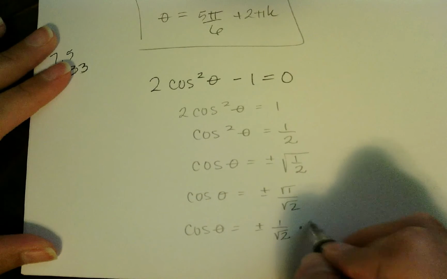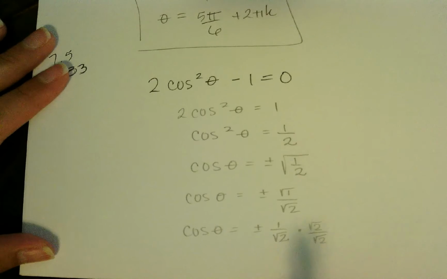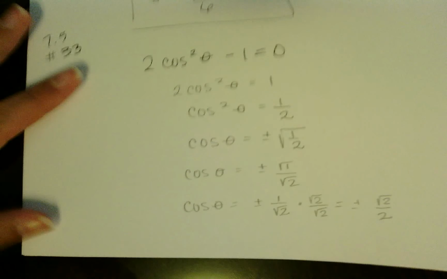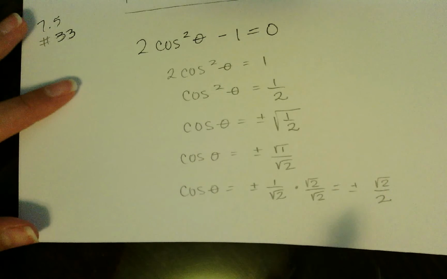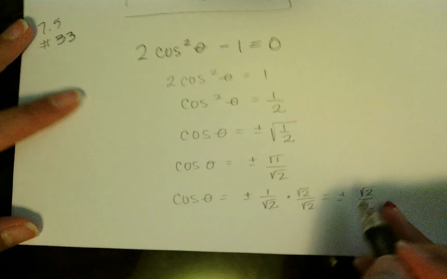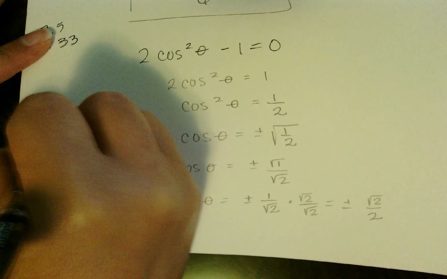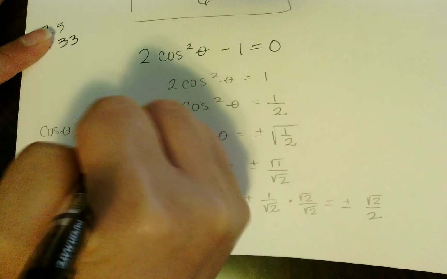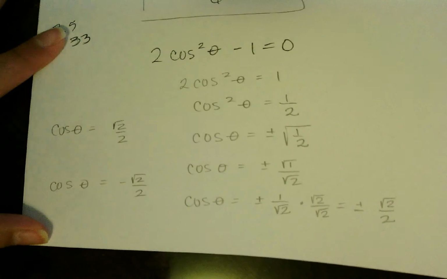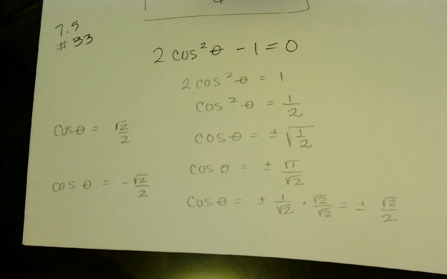But if you rationalize this, multiply the top and bottom by a form of 1 to get rid of that root, then you're going to recognize what it is. That's square root of 2 over 2. So when you rationalize it, root 2 times root 2 is root 4, which is just 2. It gets the root out of there, and it's on top. So now it's famous. So now you have cosine of theta equals positive root 2 over 2, or cosine of theta equals negative root 2 over 2. So now you have those two equations to solve because you had two answers from the plus or minus.